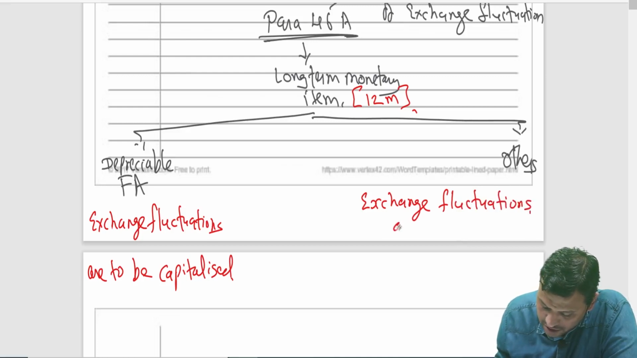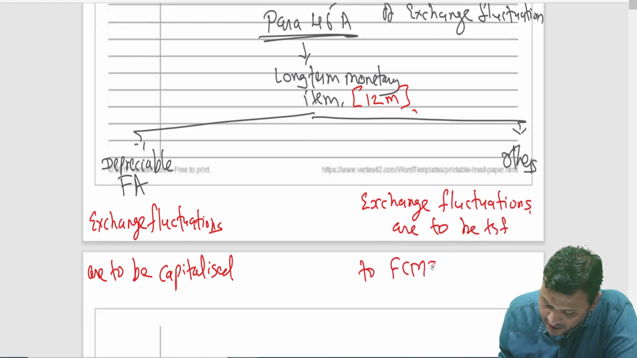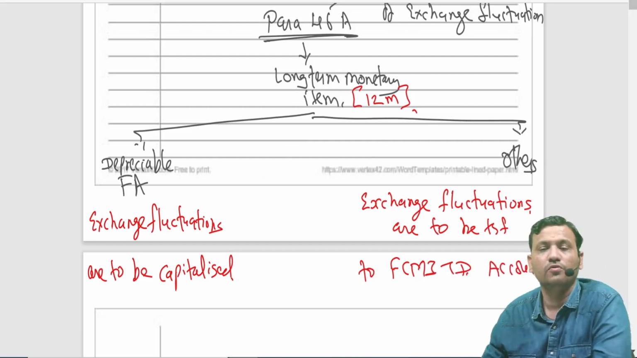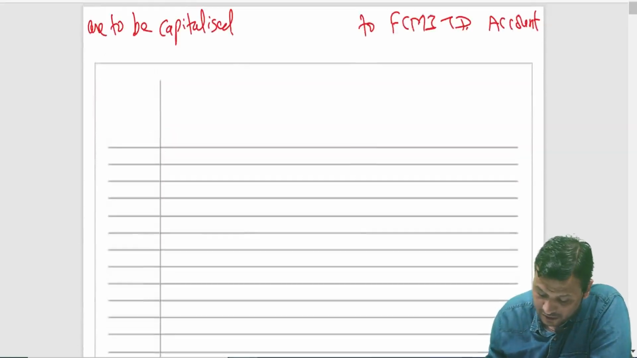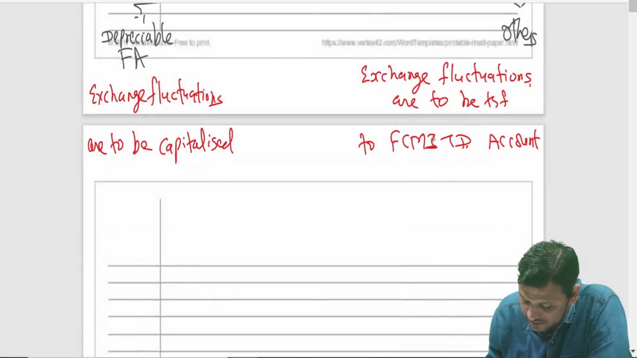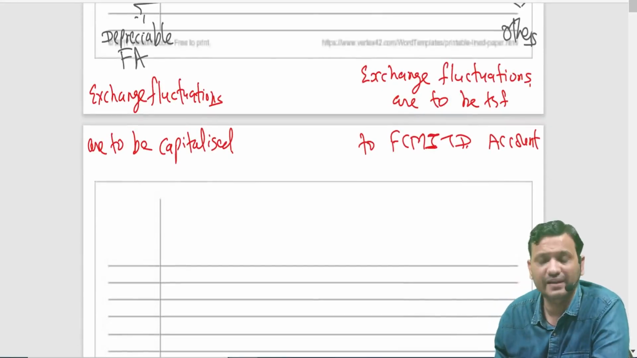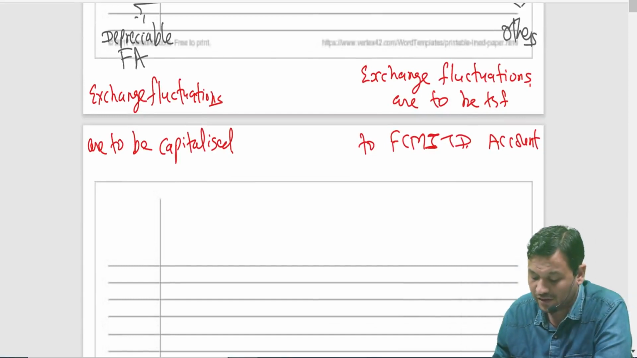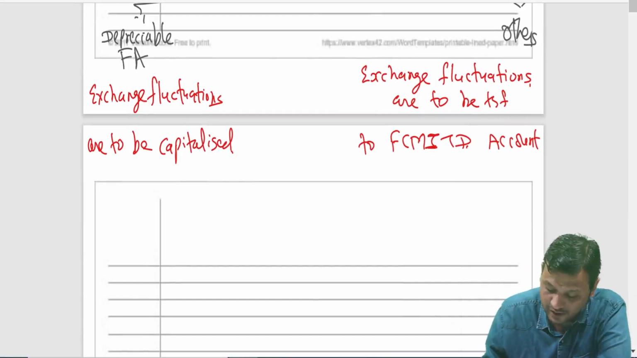exchange fluctuations are to be transferred to the FCMI TD account. Foreign currency monetary item translation difference, FCMI TD. You have to transfer it to the FCMI TD account and amortize.